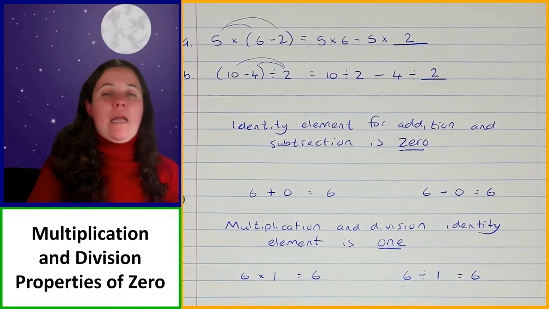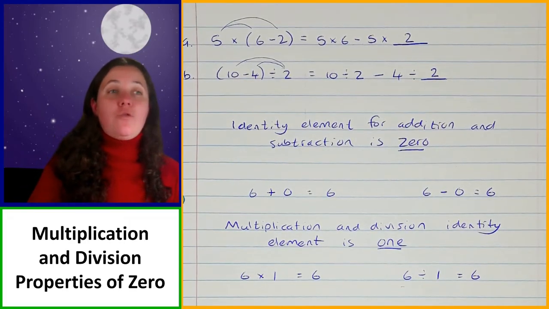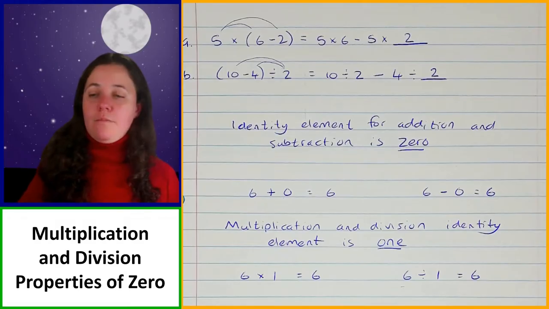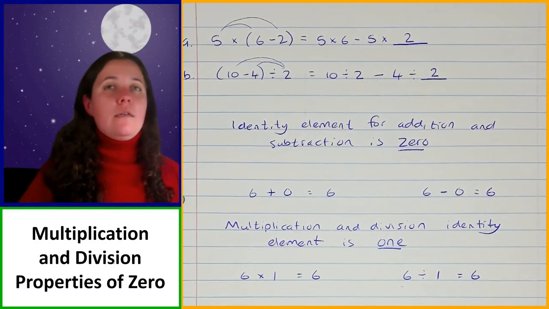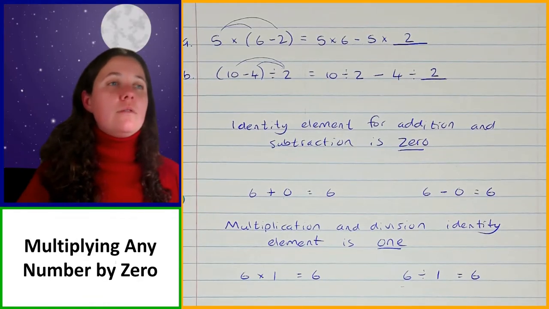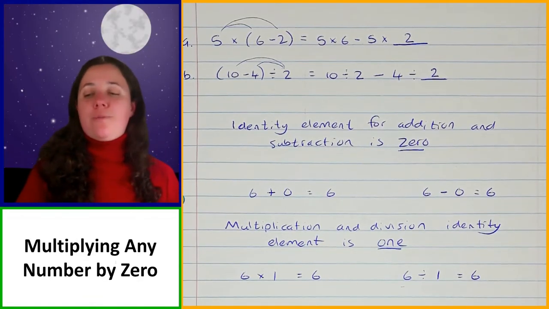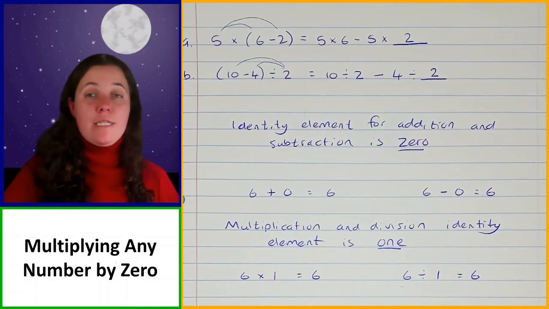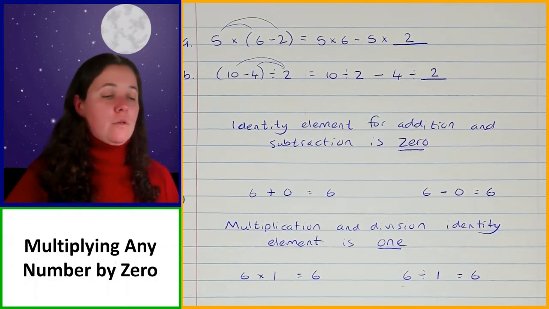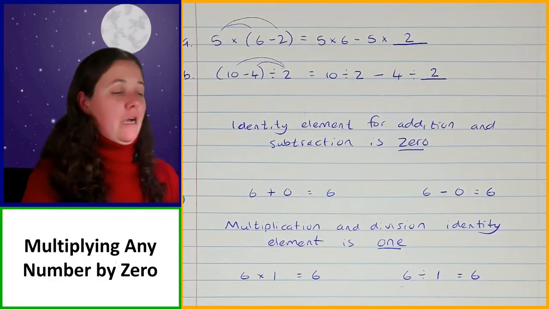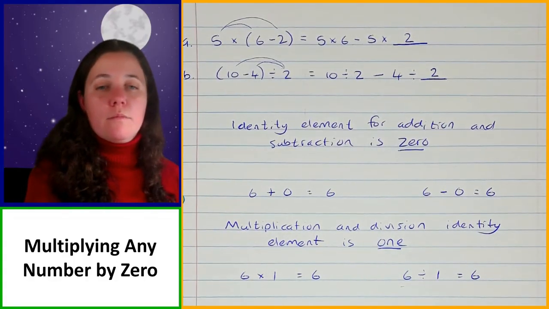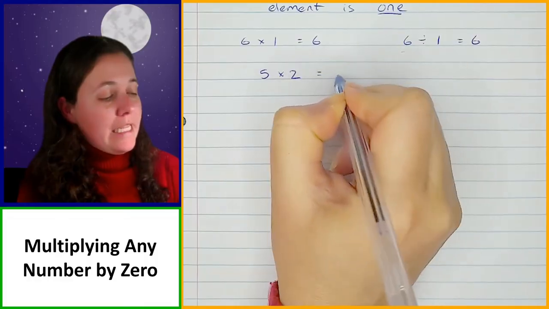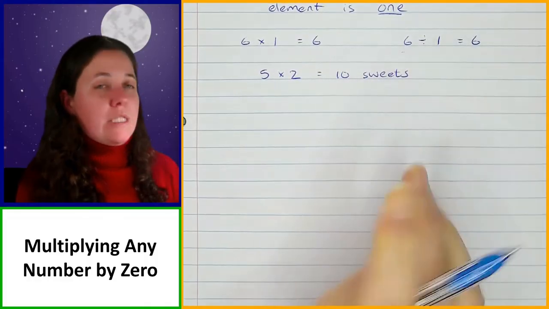Now we also need to have a look at what happens when we are trying to multiply and divide using 0. So the multiplication and division properties of 0. Okay, so multiplying any number by 0. I want you to imagine that you have 5 bowls, and in each bowl there are 2 sweets. So how many sweets do you have altogether? You work that out by saying 5 multiplied by 2. So there are 5 bowls, and there are 2 sweets in each bowl, and that gives us 10 sweets altogether.